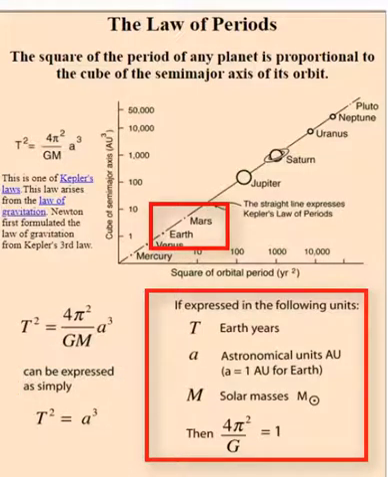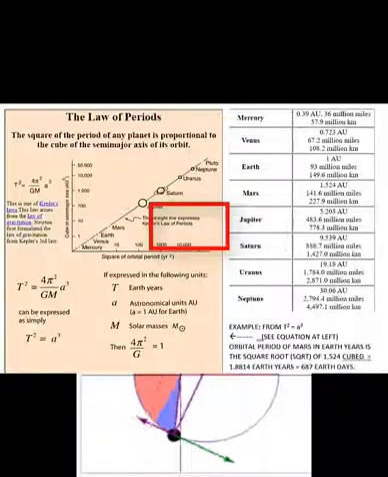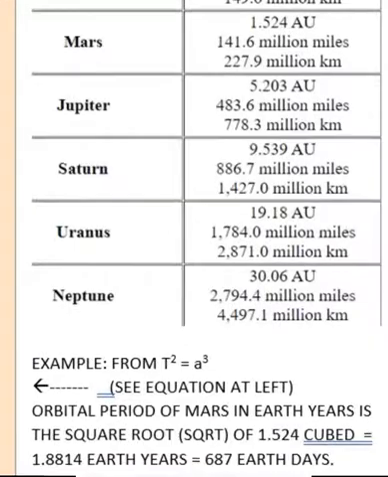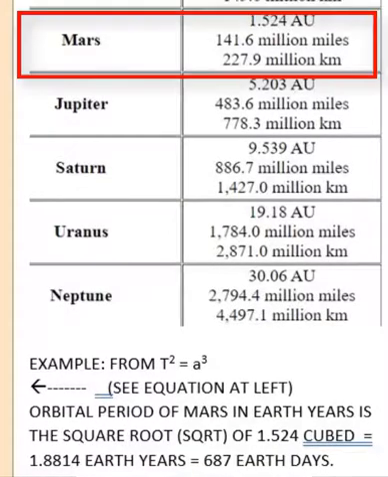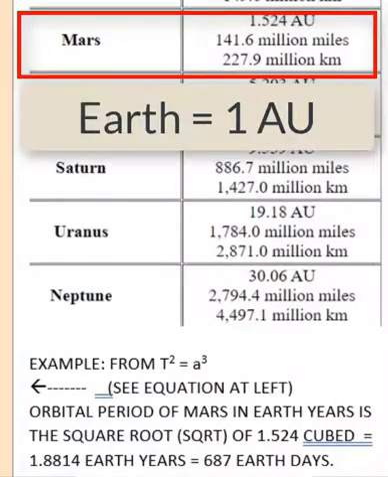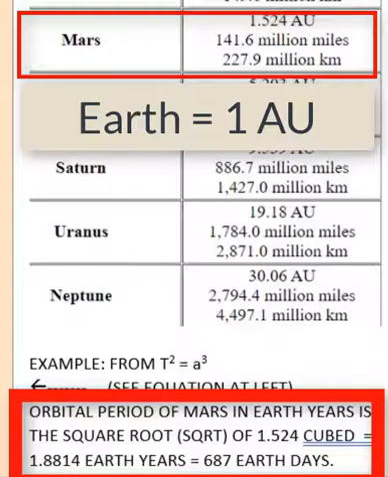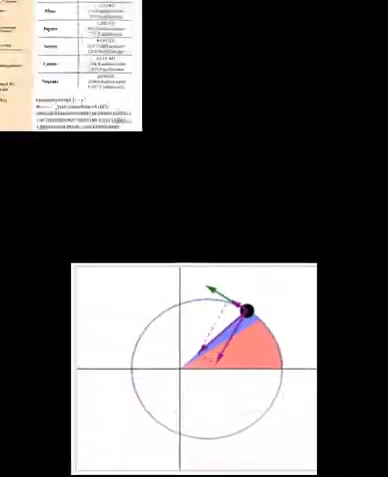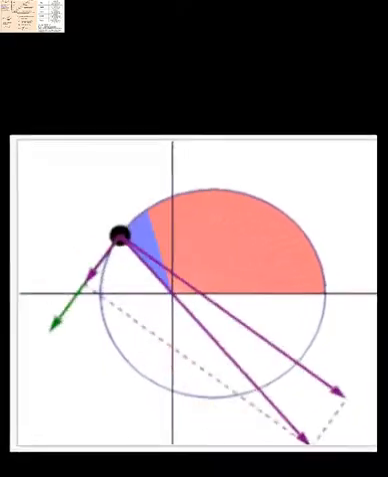And if we were to look at Earth and Mars as a comparison, with the AU equal 1 for the Earth, or 93 million miles, we can see that Mars is 1.524 astronomical units. So if we take the square root of 1.524 cubed, we'll get 1.88 Earth years, or 687 Earth days.